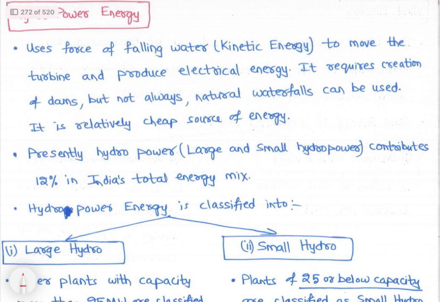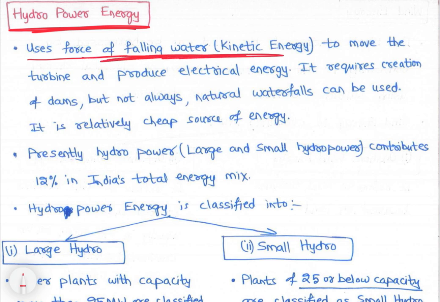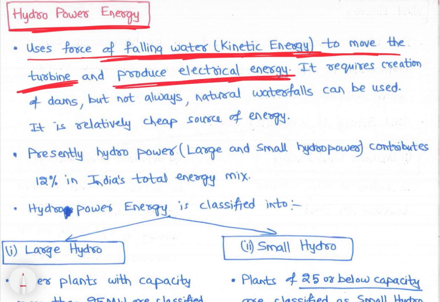Right? Then comes hydropower energy. Hydropower energy uses the force of falling water, that is kinetic energy, to move the turbine and produce electrical energy. See, for example there is a dam, right? Say there is a dam, so there is a waterfall, right? On a dam, in hydropower what we do is we store water here. Say a dam is constructed, so there is water storage here, right? And now we let this water fall, right?